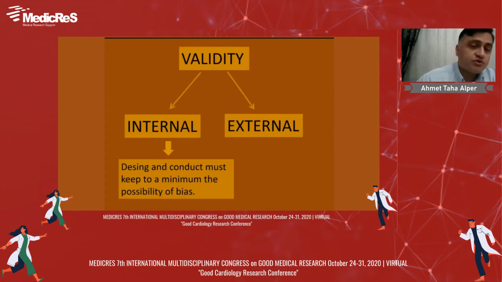Actually, we have two types of validity. The other one is internal validity. Historically, researchers have tended to focus on maximizing internal validity, so design and conduct must keep to a minimum the possibility of bias. In general, validity means how sound your research and method are.